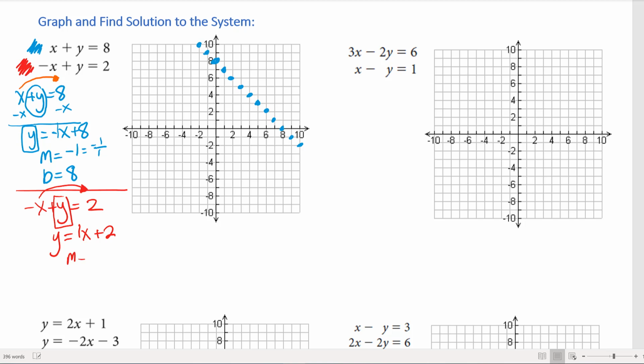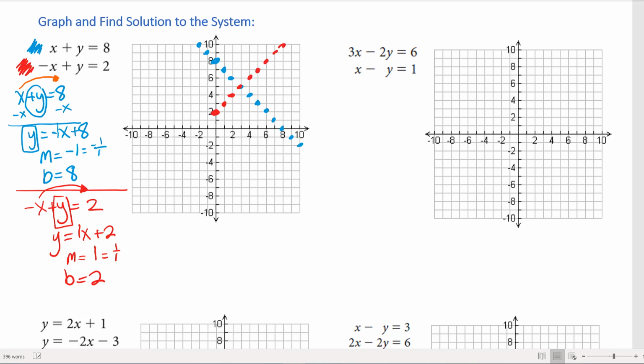The m is simply the number in front of the x, which is 1, or I can rewrite that as 1 over 1. My b is 2. So I put my first point at 2 on the y-intercept, and then I'm going to rise 1 and run 1. Rise 1, run 1.